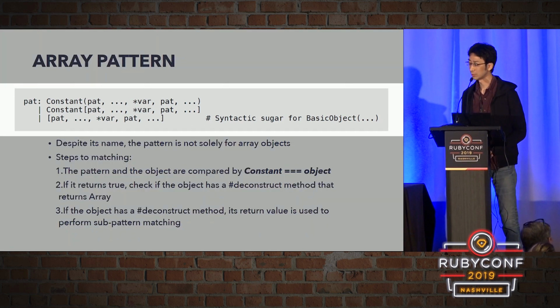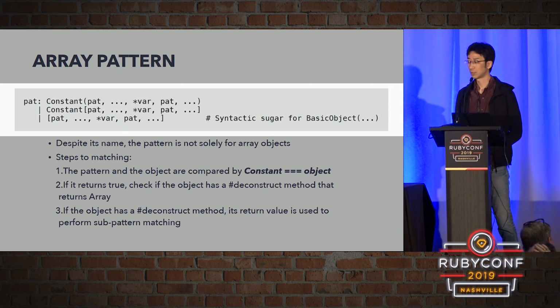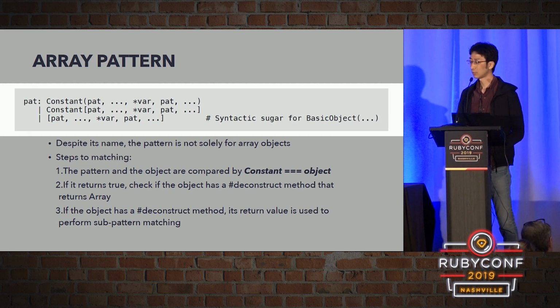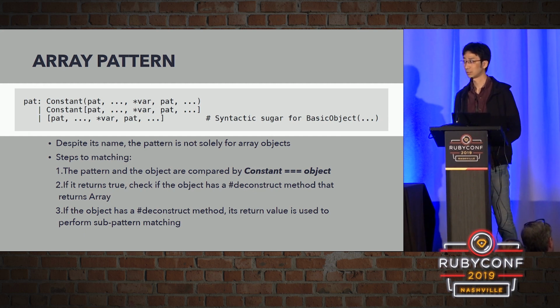There are 3 types of syntax for array pattern. First and second are different in terms of using brackets or parentheses. You can use either one. And the third pattern, you can see it looks like an array literal. This syntax is syntactic sugar of the first and second patterns that specify a basic object. So that means this third pattern matches any object, not only array objects.